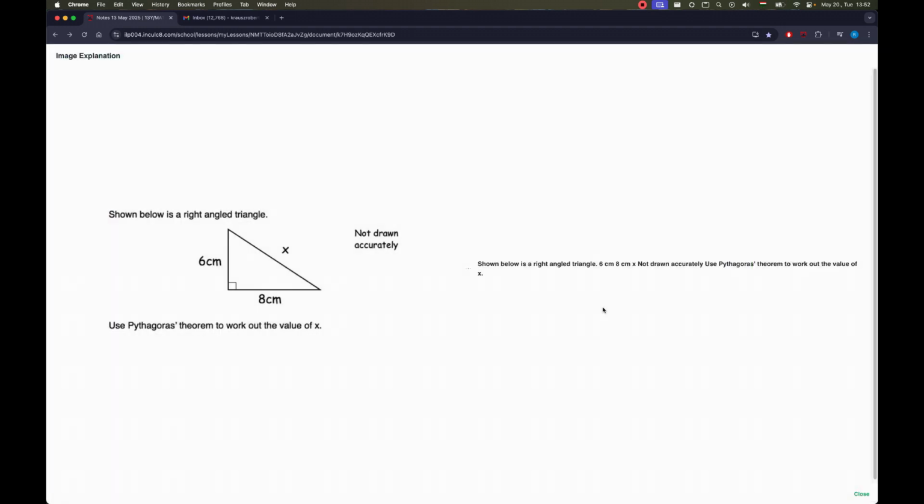Shown below is a right-angled triangle, 6 centimeters, 8 centimeters, x not drawn accurately. Use Pythagoras' theorem to work out the value of x.